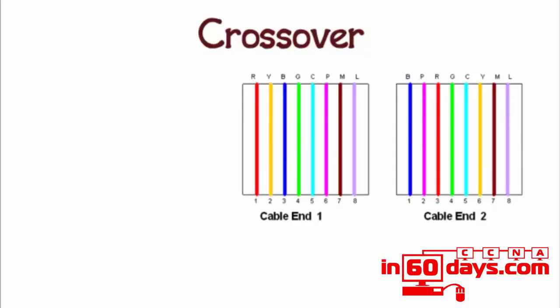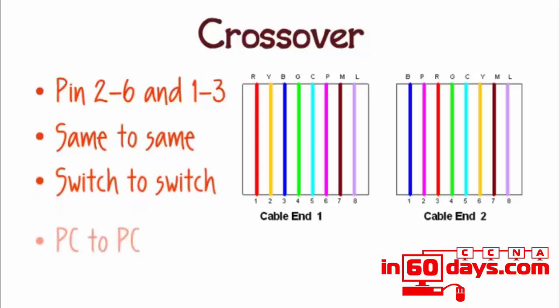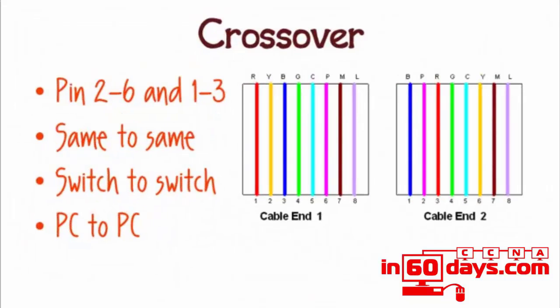We do use crossover cables, where you'll see pin 1, which is red, goes to pin 3 on the other side, and pin 2 on one end goes to pin 6 on the other end. This is where usually we're connecting a couple of devices and we don't have a switch between them, and it's for connecting like to like. So if you're going to connect a switch to a switch, a PC to a PC, I'll just go back. So this is where you're connecting like devices, and if for any reason you wanted to connect two routers together as well.